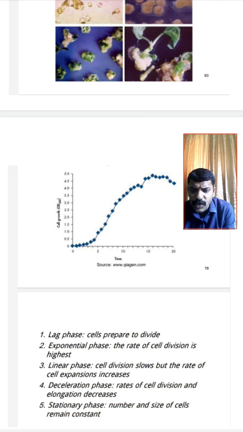And the fifth is stationary phase. Number and size of cells remain constant. No more growth is there. It means you have to add fresh culture media, remove the fully mature cells from the earlier batch and shift them to new media, or remove those fully mature cells and add new media for the remaining cells. So in this way, we have seen the detailed summary of plant tissue culture. Thank you very much.